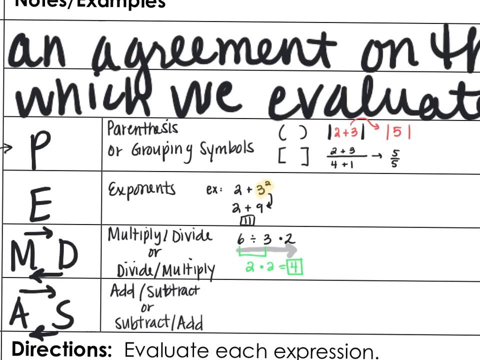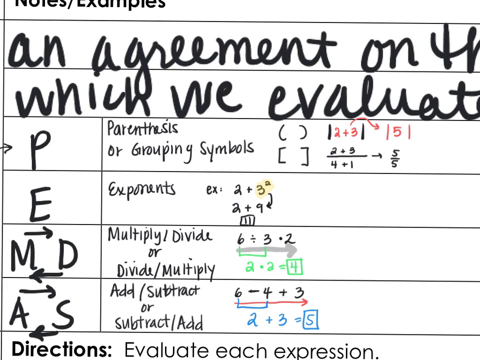The same is true for addition and subtraction. So let's say you have something like 6 minus 4 plus 3. You do not add 4 plus 3 together and then 6 minus that. That answer would be wrong. Since adding and subtracting are on the same playing field, we follow it from left to right. So we would be doing 6 minus 4, which gives us 2, and then adding 3 to it to get 5.